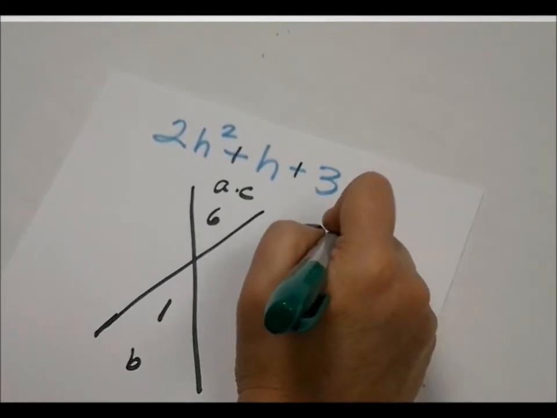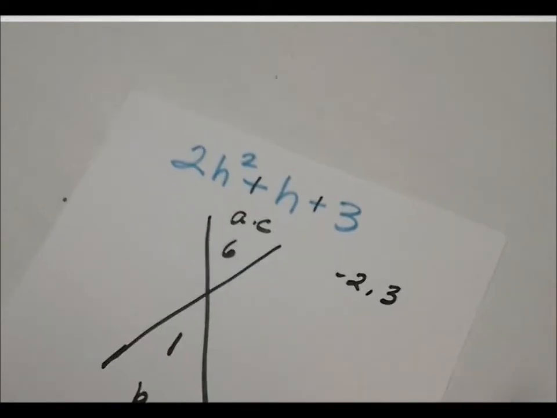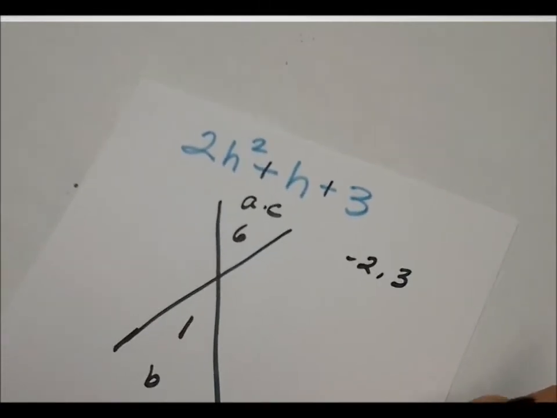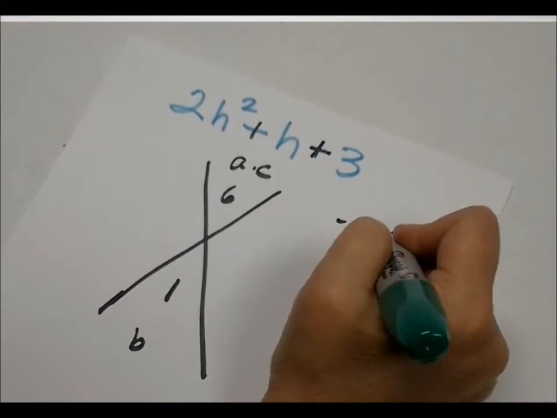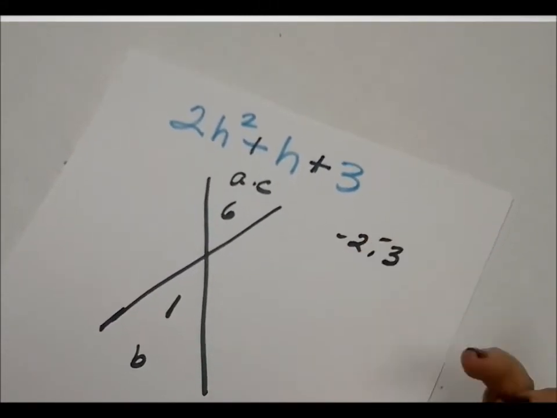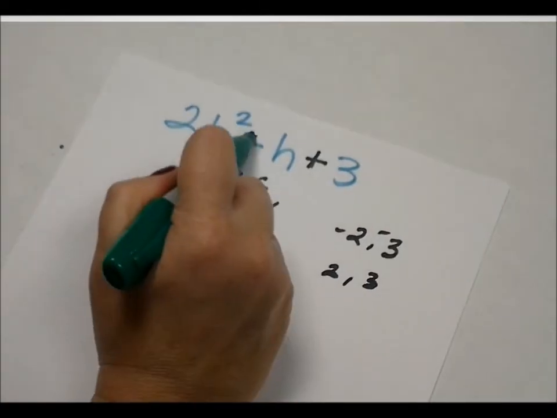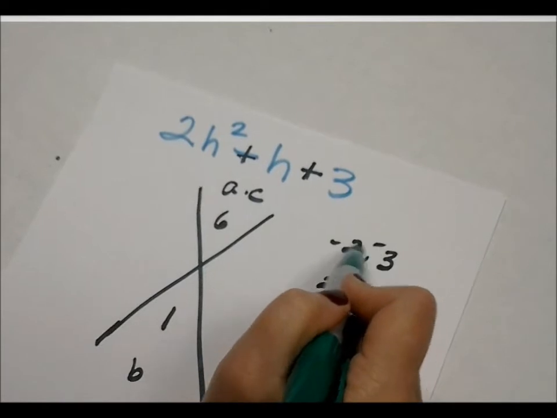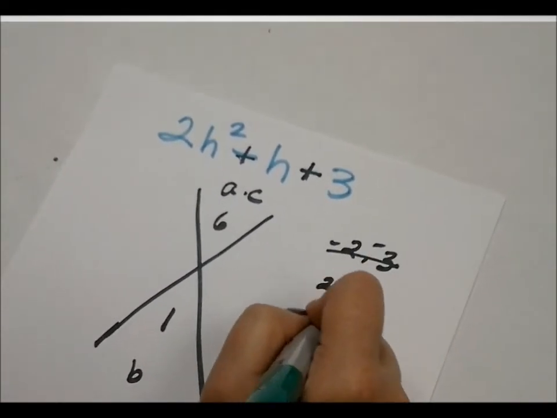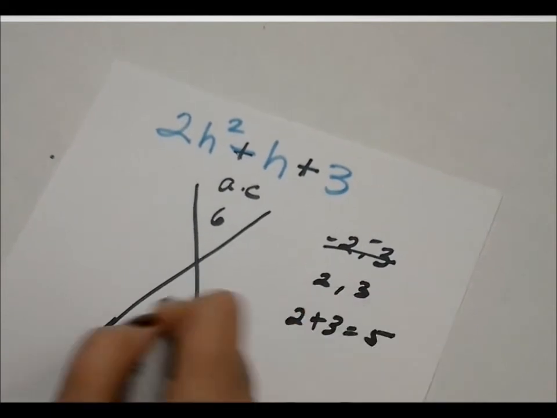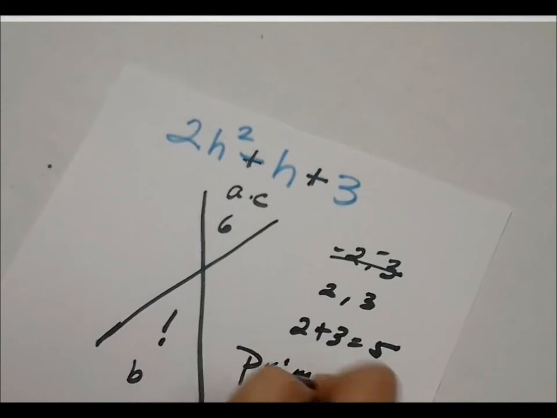And my first instinct would probably be 2 and 3, where I have a negative 2, which would work, except for my 3 up here is positive. So these both have to be negatives, or they both have to be positives. And since that's positive, this one can't work. They can't both be negatives, and if they're both positives, when I add them, 2 plus 3 gives me 5 and doesn't give me 1, so this problem has to be prime.